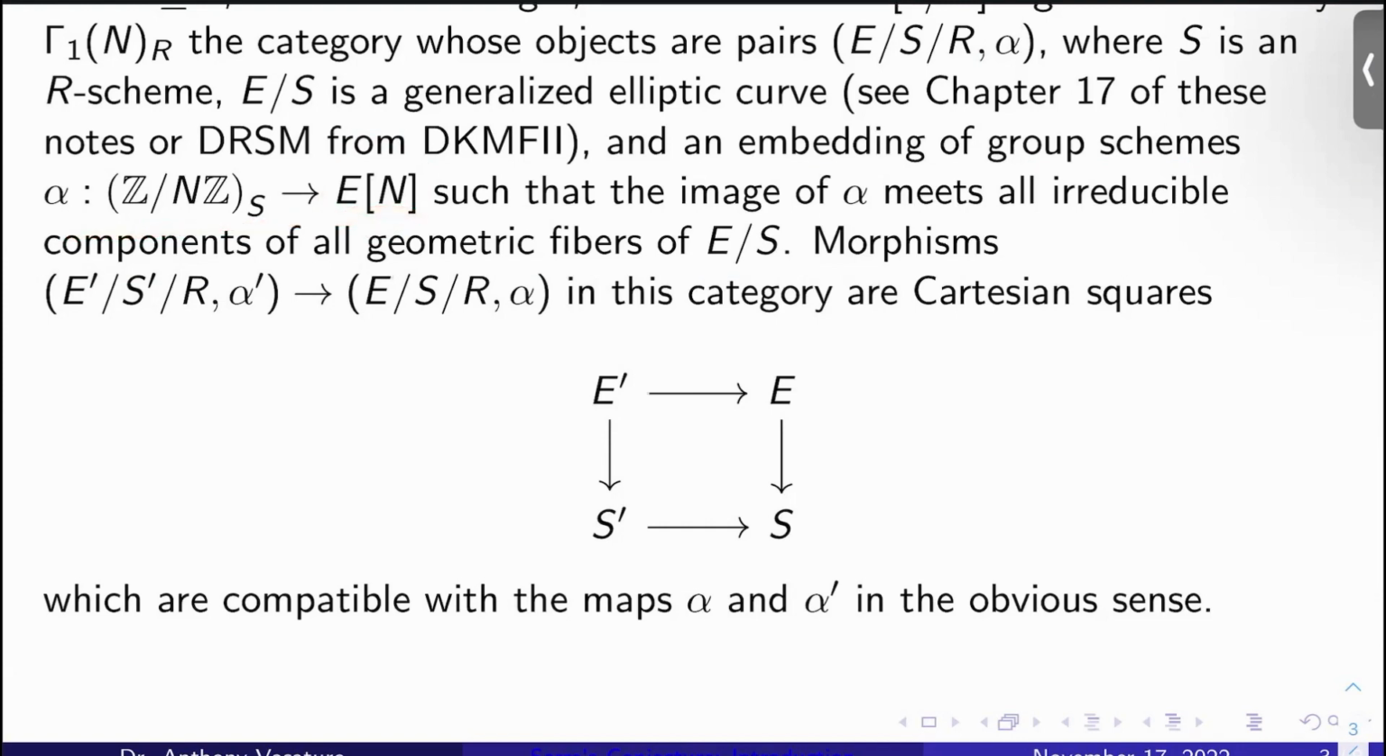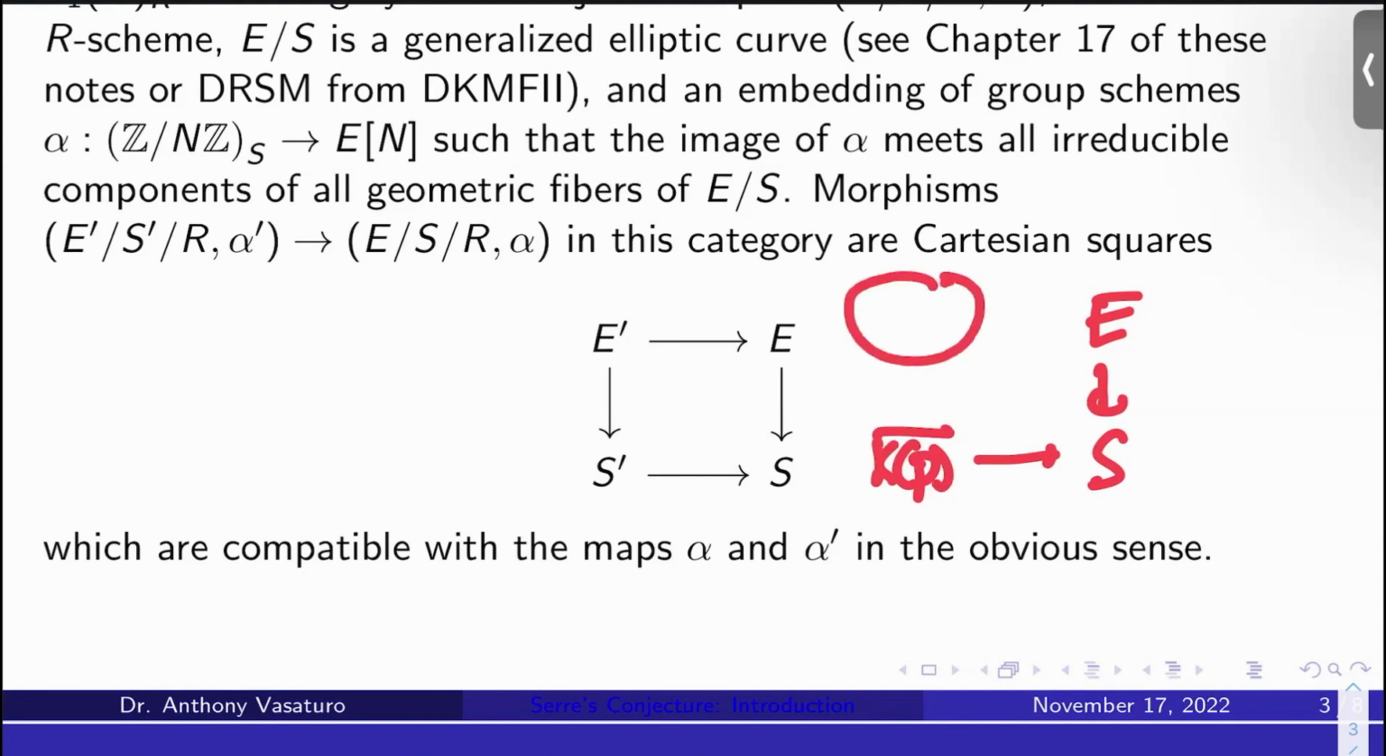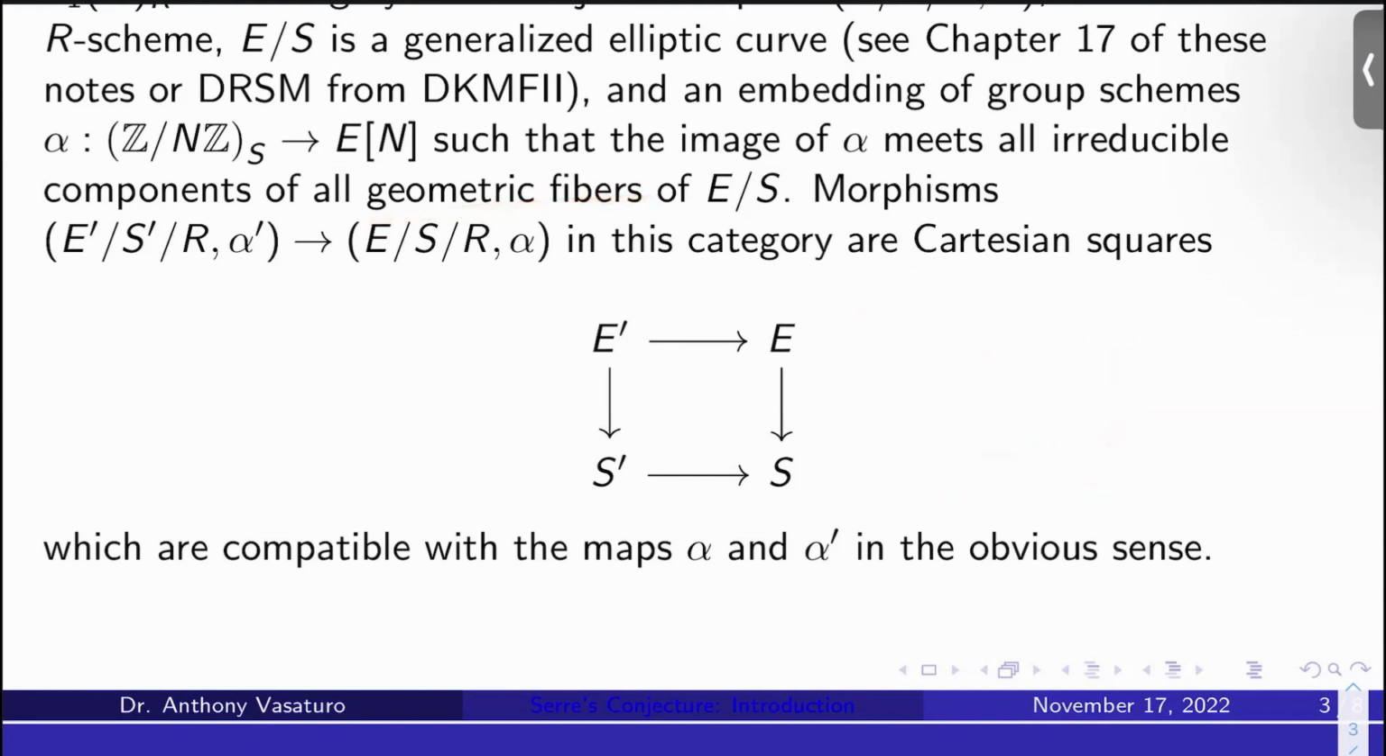We're generalizing that. What's a geometric fiber of a scheme, by the way? Well, okay, so I have the structure map, E to S, right? Then I can take points here. I can look at their residue field and take its closure. These fiber products are the geometric fibers, okay?